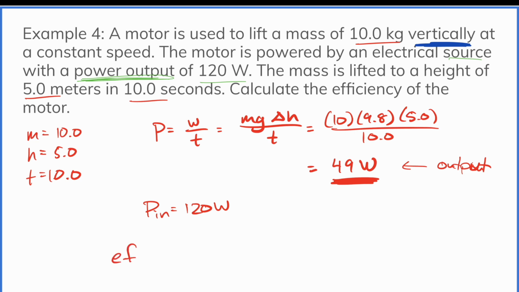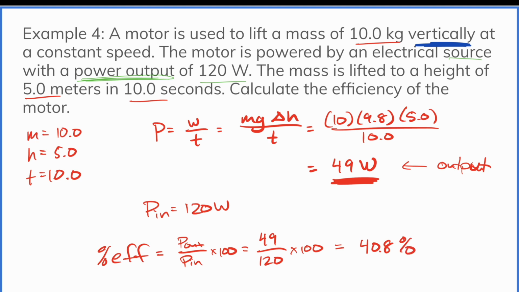Efficiency as a percentage is the power out divided by the power in, times 100. And so our output power in this case is 49 watts. The amount of power going into the machine is 120, and we multiply by 100. So we get an efficiency for this motor of 40.8%.